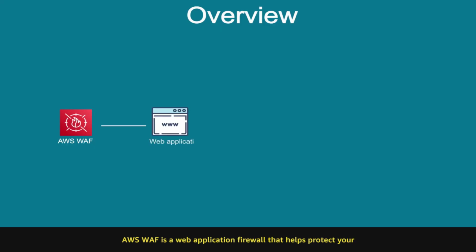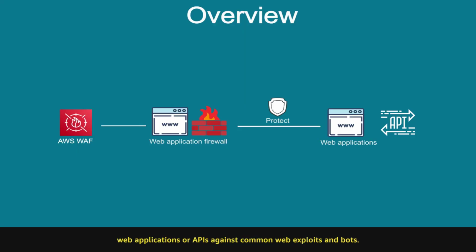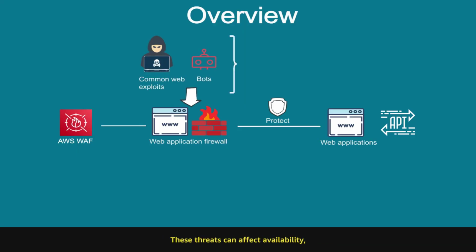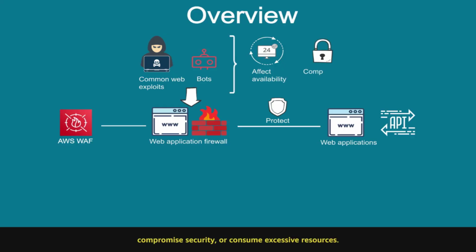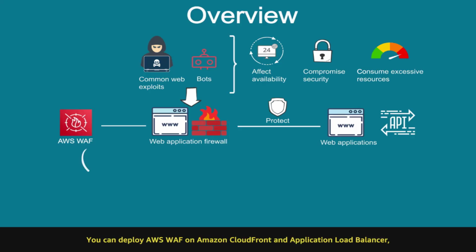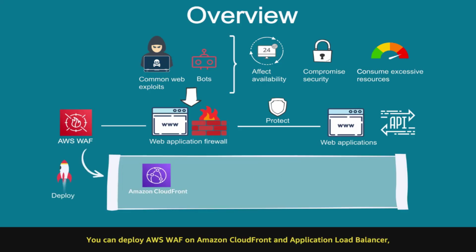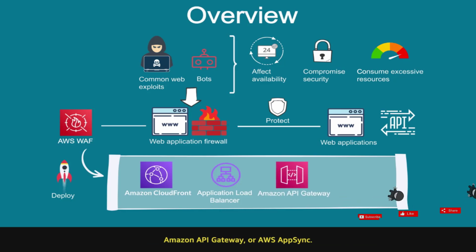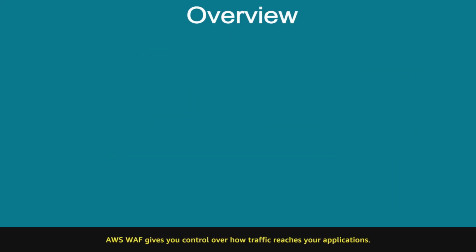AWS WAF is a web application firewall that helps protect your web applications or APIs against common web exploits and bots. These threats can affect availability, compromise security, or consume excessive resources. You can deploy AWS WAF on Amazon CloudFront, an application load balancer, Amazon API Gateway, or AWS AppSync.